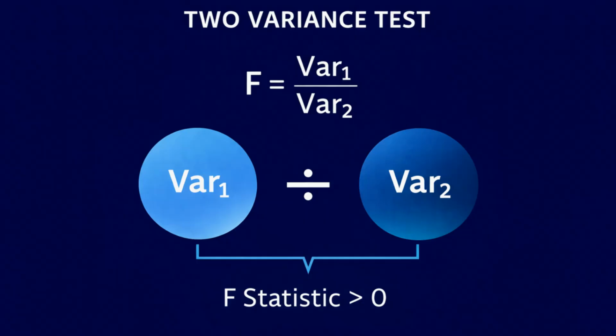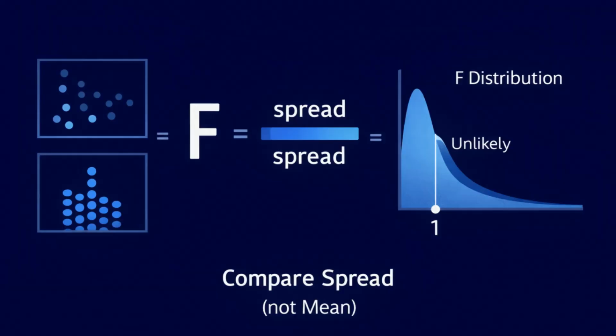A two-variance test uses an F-statistic. The F-statistic is calculated by dividing one sample variance by the other sample variance. Because variances are always positive, the F-statistic is always positive. It helps to interpret the F-statistic in everyday language. The F-statistic is a spread comparison ratio. If the spreads are similar, the ratio will be close to 1. If the numerator group is much more spread out than the denominator group, the ratio will be noticeably larger than 1. The F distribution tells us how unusual a ratio that large would be if the population variances were truly equal.